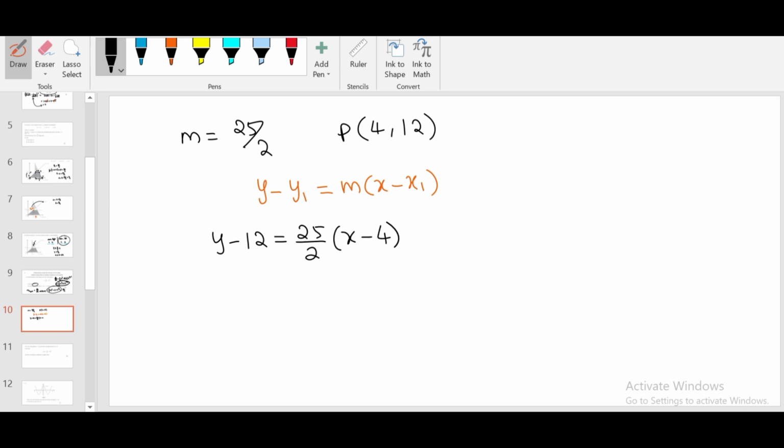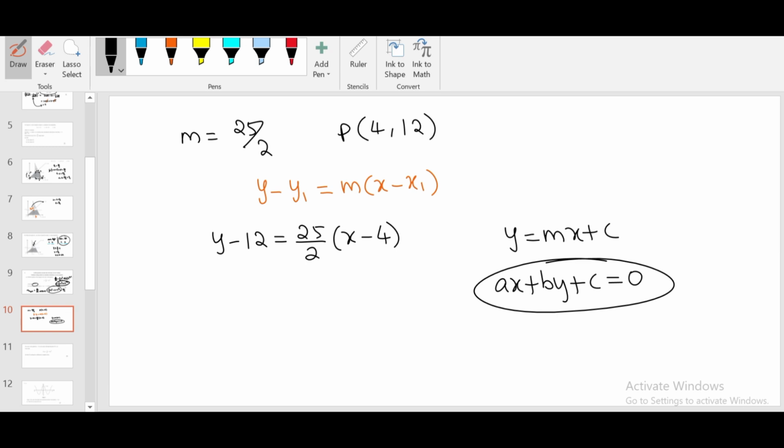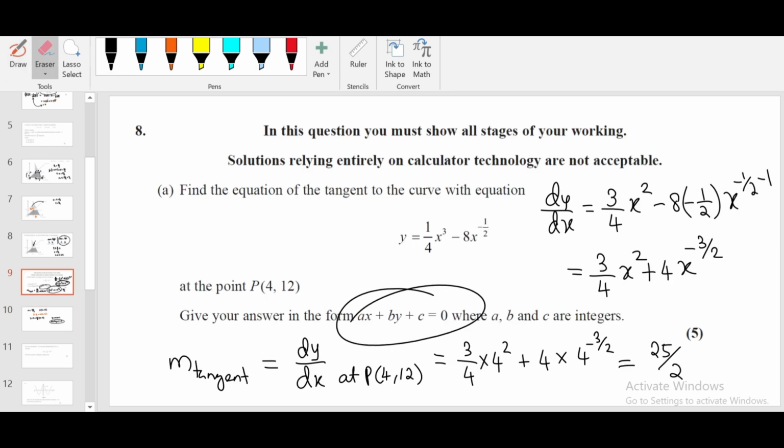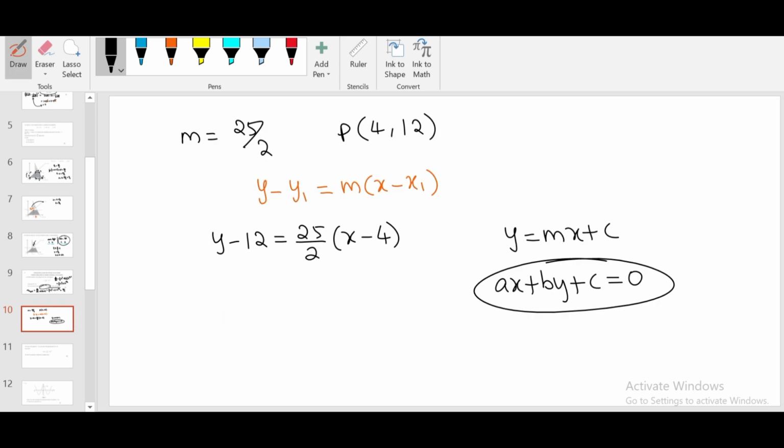Once you reach this step, before simplifying, go back and read the question. They might want the answer in this form, or sometimes they will say ax plus by plus c is 0, where a, b, c are integers. In this case, you cannot have any fraction. In the question it says ax plus by plus c is 0, where a, b, c are integers. So once you reach this step, go back, read the question.